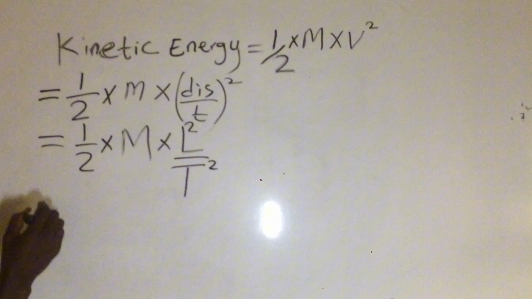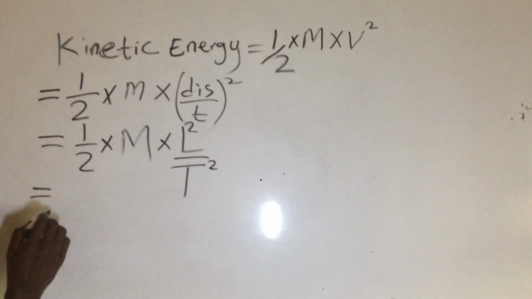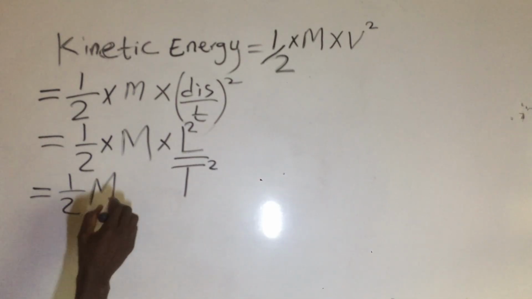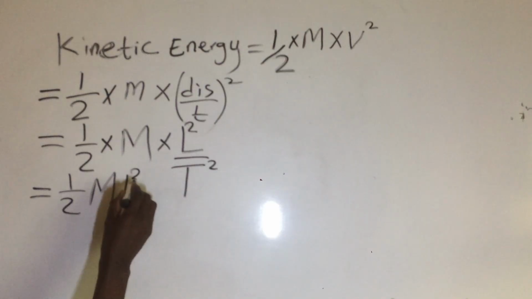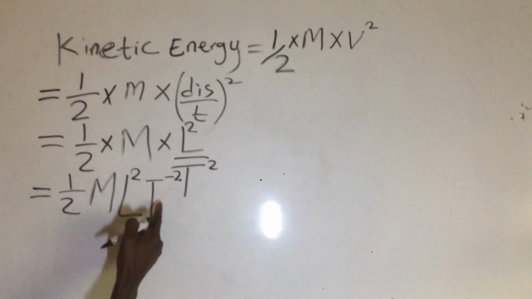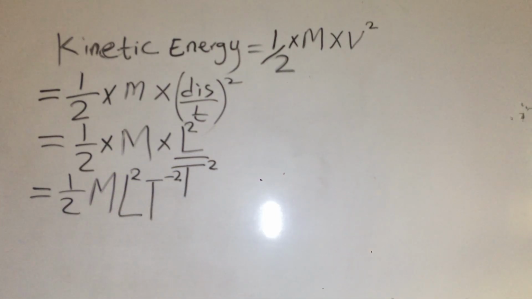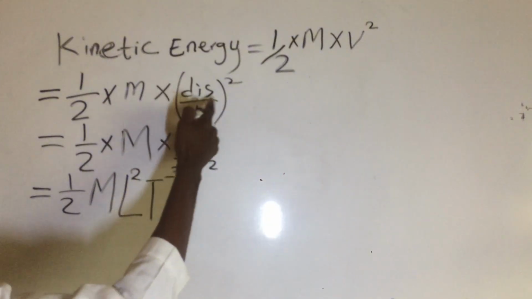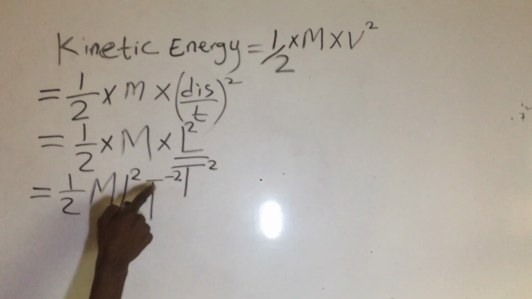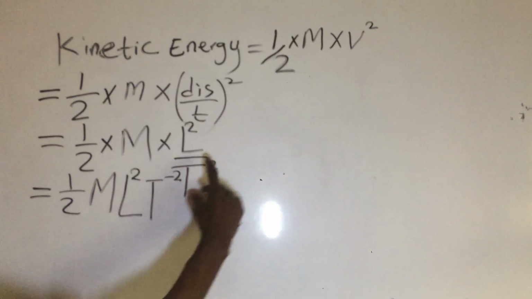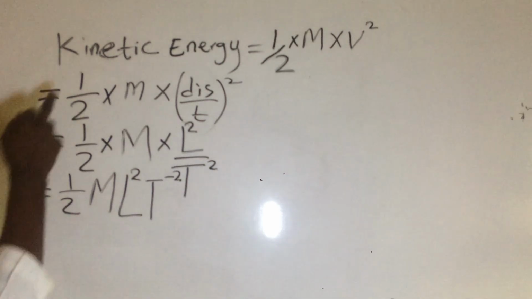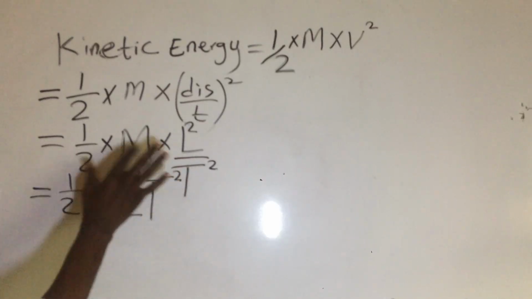Now, finally, I will have the dimension of kinetic energy to be half times capital M times L squared times T raised to power minus 2. T raised to power minus 2 means this all over T squared, okay? So I just represent that velocity squared to be L squared times T squared raised to power minus 2. It's the same thing with this. I never change anything. So you can now represent the dimension of kinetic energy like this, okay?